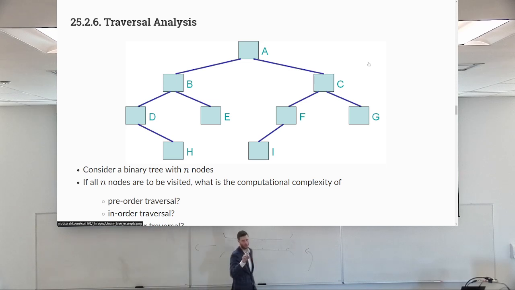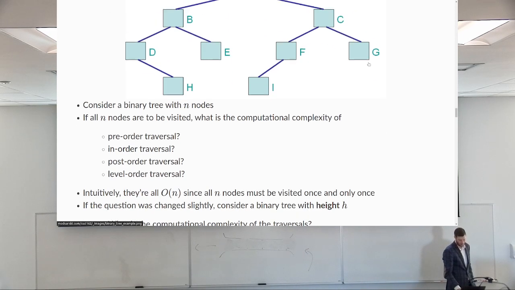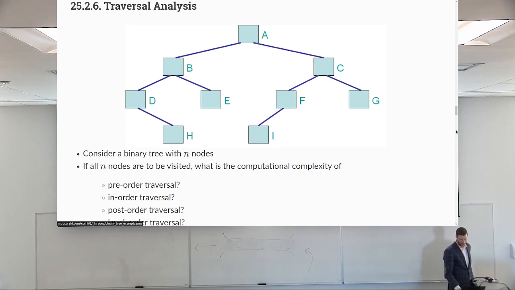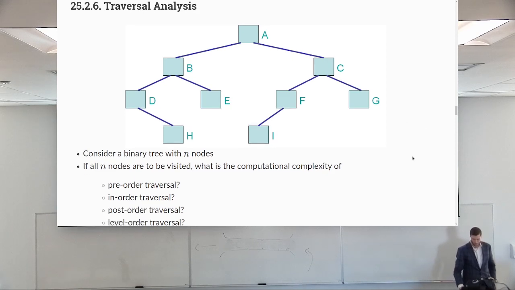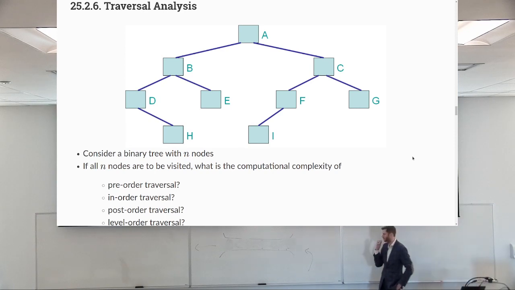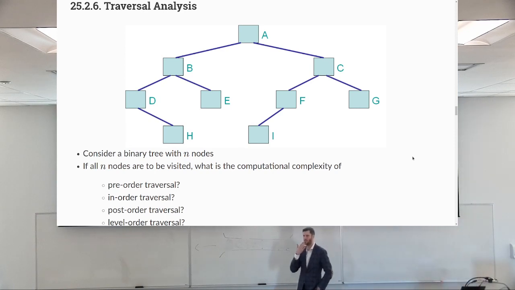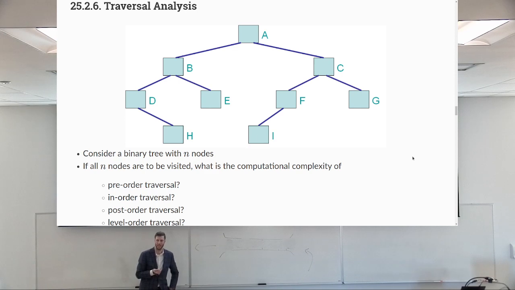So I don't want knee-jerk reactions. I want you to think. In fact, maybe talk amongst yourselves. I'll give you a minute. Consider a binary tree with n nodes. If all n nodes need to be visited, what is the computational complexity of visiting each of the n nodes?